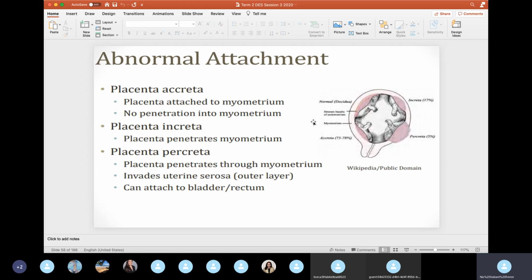So accreta, the placenta is attached to where? Myometrium. Placenta increta, it penetrates the myometrium, and placenta percreta, it invades the uterine serosa, or the outer layer. But the high yield point here, I think, is the placenta previa and the placenta accreta, the placenta attached to the myometrium. No penetration into the myometrium. Management and pathophysiology, you're going to learn in term 4. But please make sure you know the terms and the definition of each abnormal attachment of the placenta.